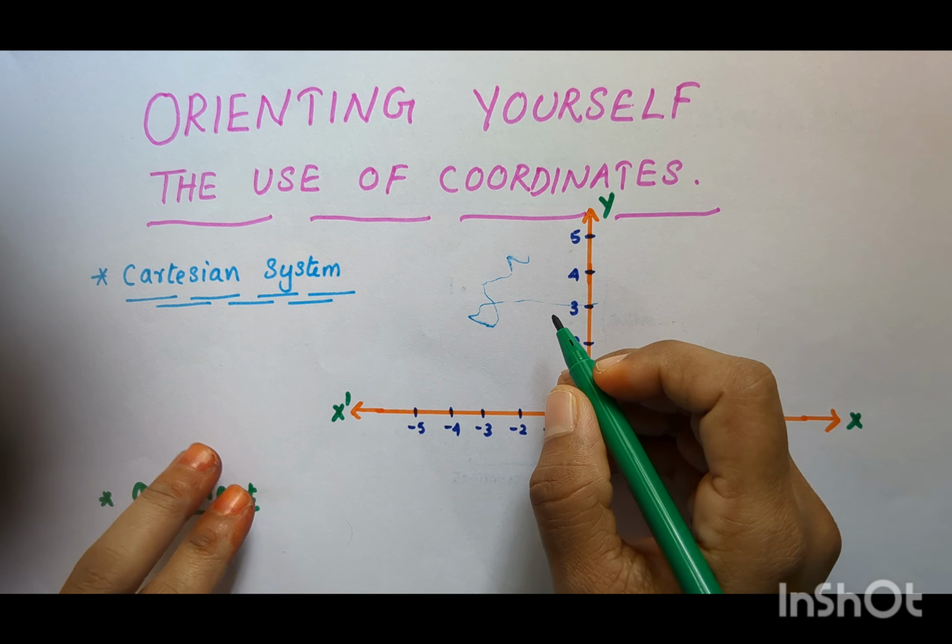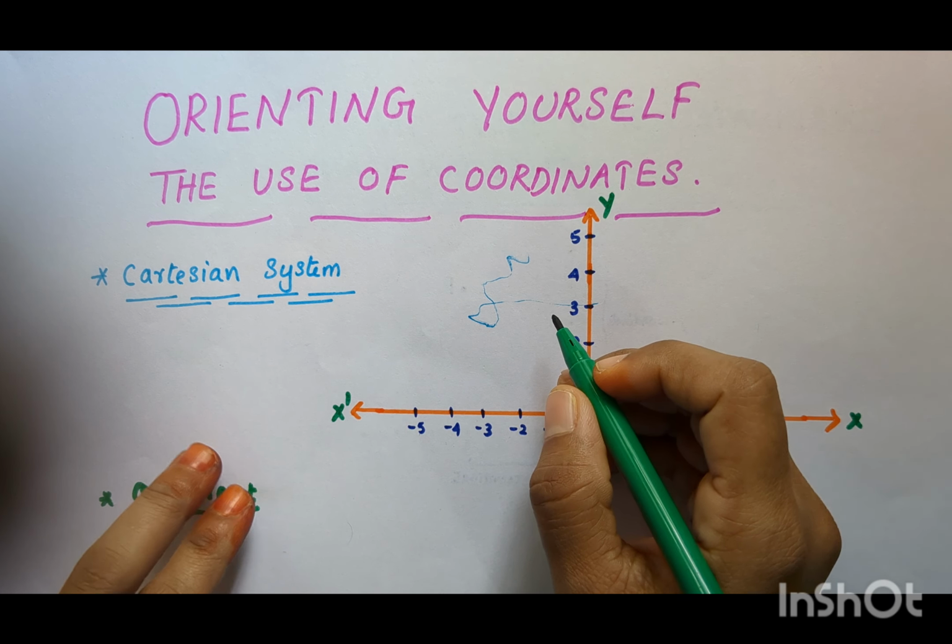So, you see the perpendicular distance from the y-axis measured along the x-axis, that is this distance now, is called the x-coordinate. The x-coordinate is also called the abscissa. And the perpendicular distance from the x-axis.